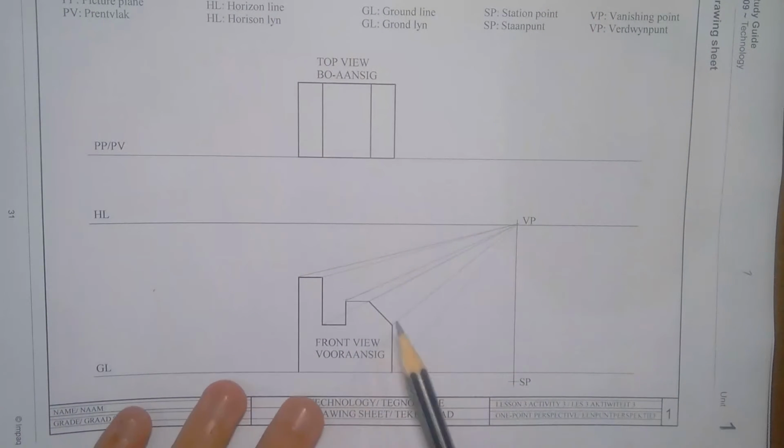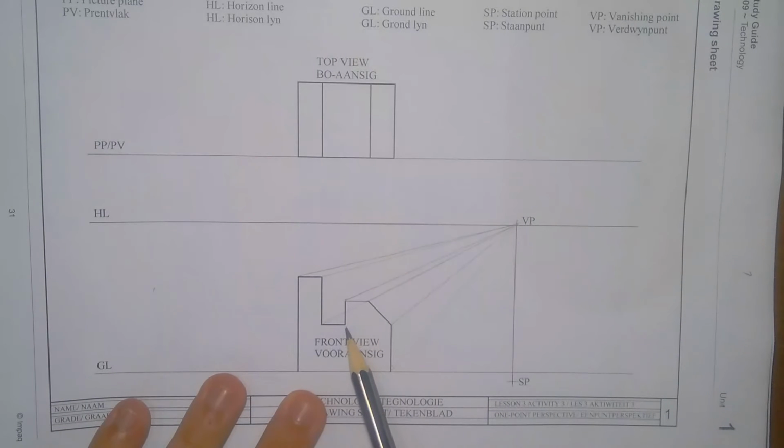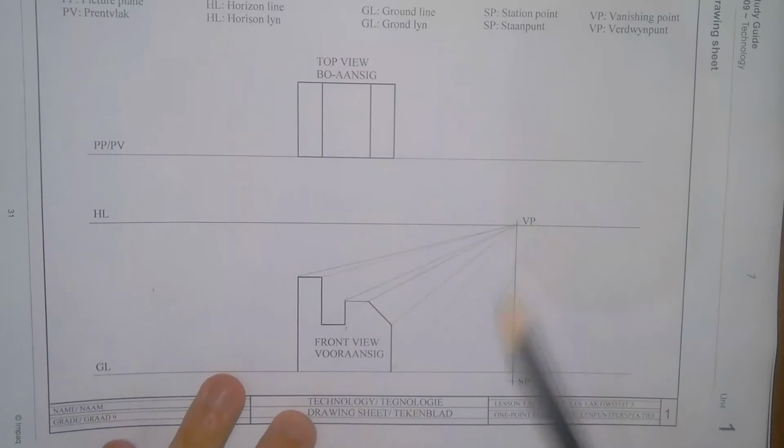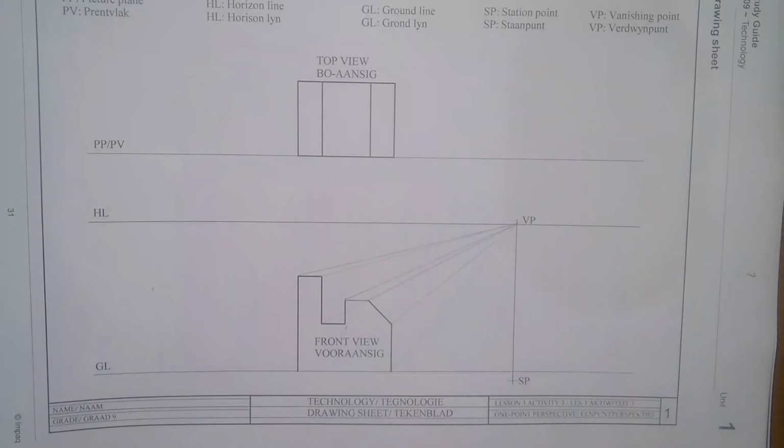Now you'll notice that over here I didn't put a line in, but that's because the drawing is going in the right direction. Okay, so it's going this way, therefore you don't have to put a line from here to the VP. Okay, we all there? Can you see all the lines?